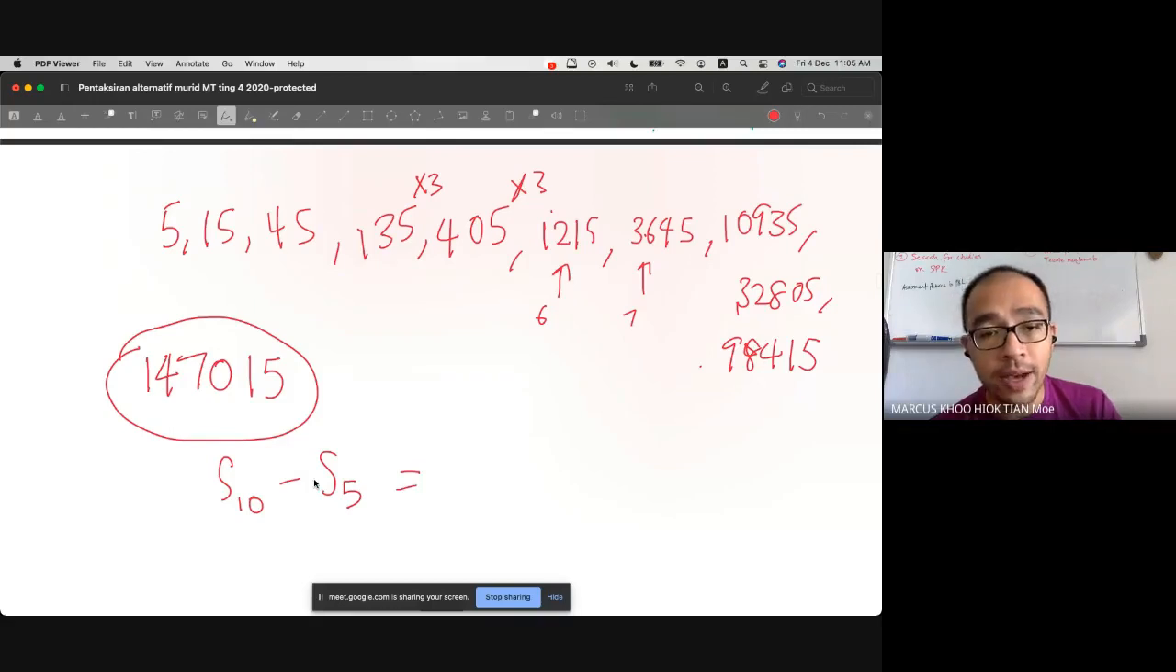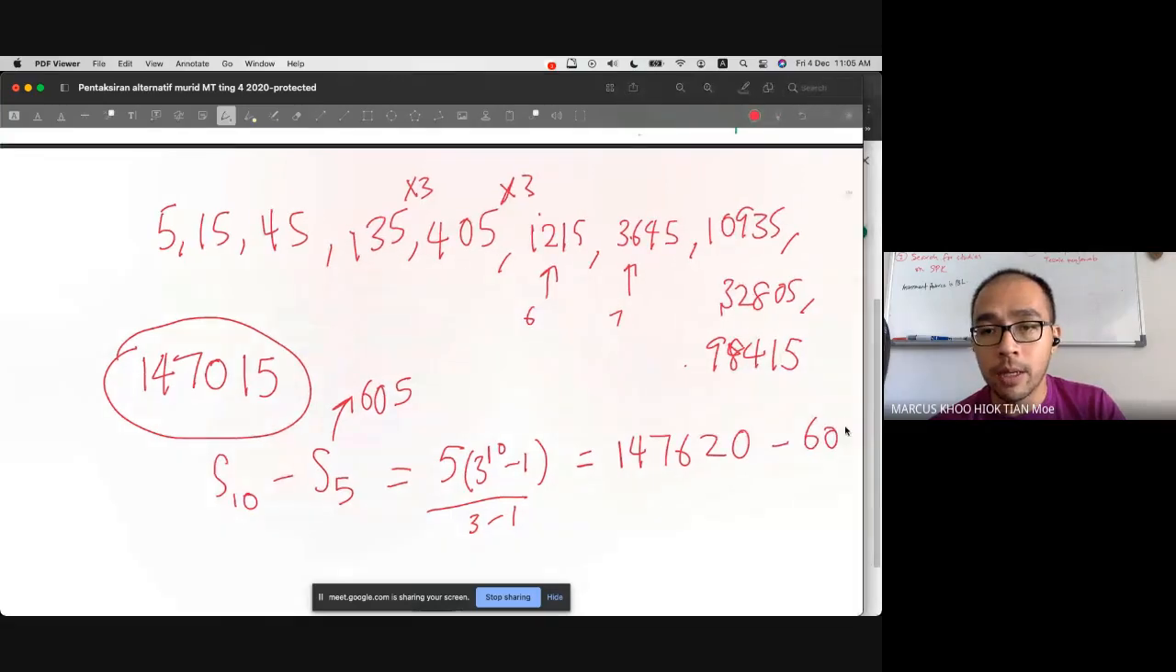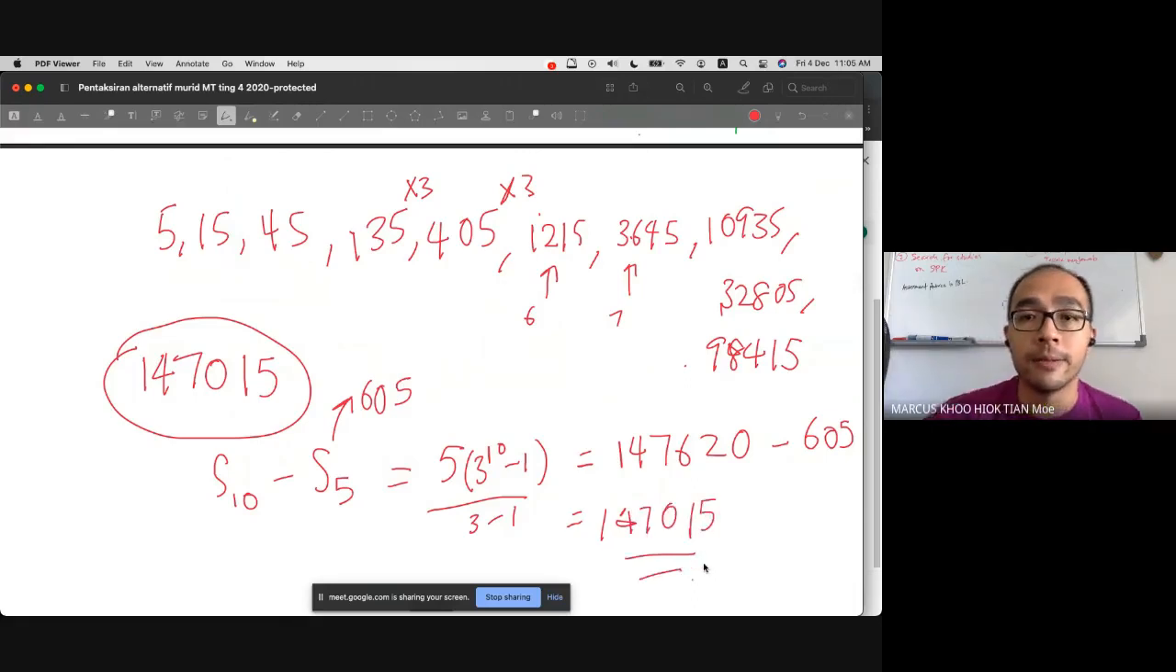So S5 is 605. Okay, S10 you have to calculate 5 times 3 to the power of 10 minus 1, from the formula, over 3 minus 1. So you get 147,620. So S10 minus S5, minus 605. Okay, what is this? Sorry. You will get 147,015. Okay, that's my final answer.